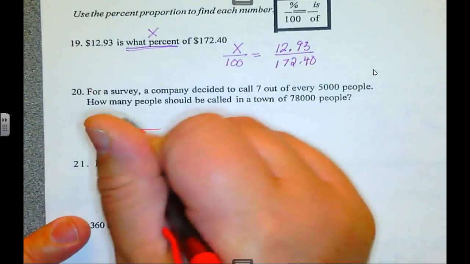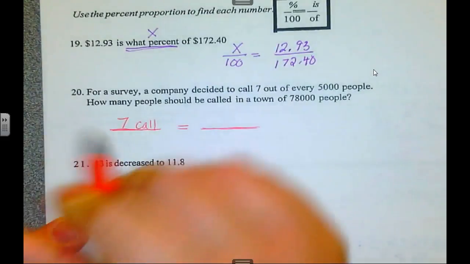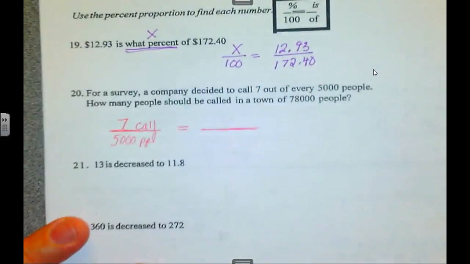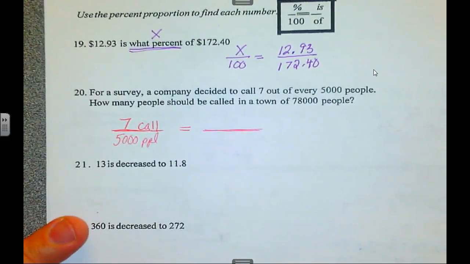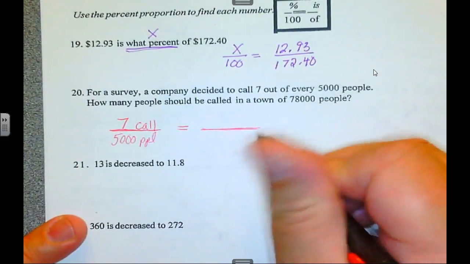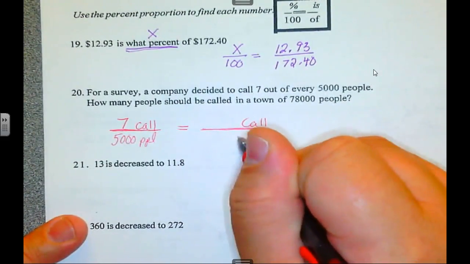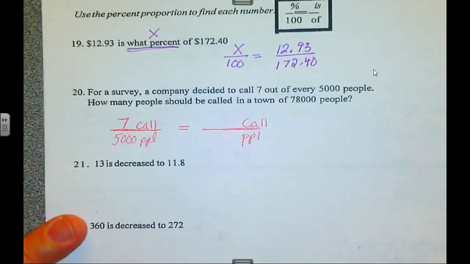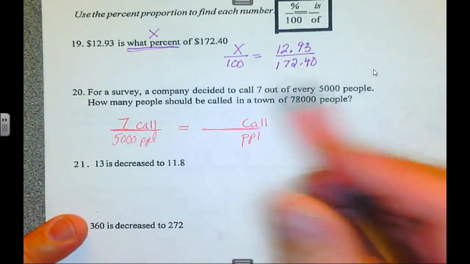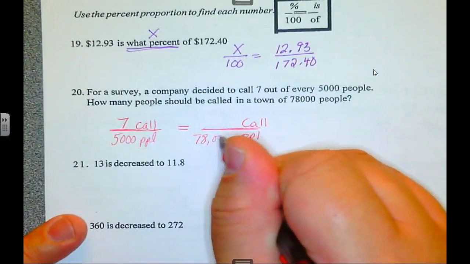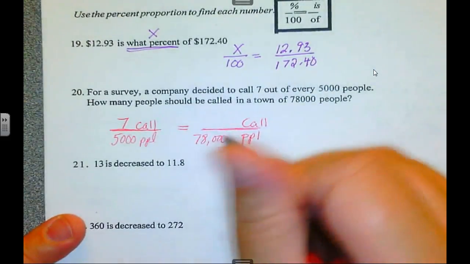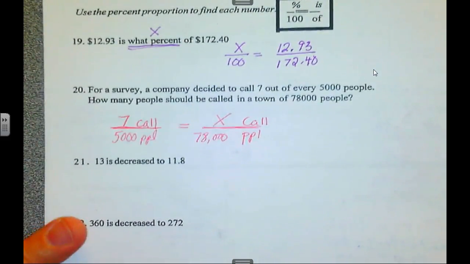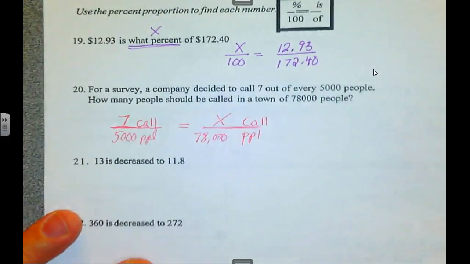7 were called, right, out of 5,000 people. And I told you the easiest way to do this: put your labels in first, right? So calls and people. And we know a town of 78,000 people, so that's going to go with my people. So that means the calls has to be my x. See how much easier it is when you put the labels in first?